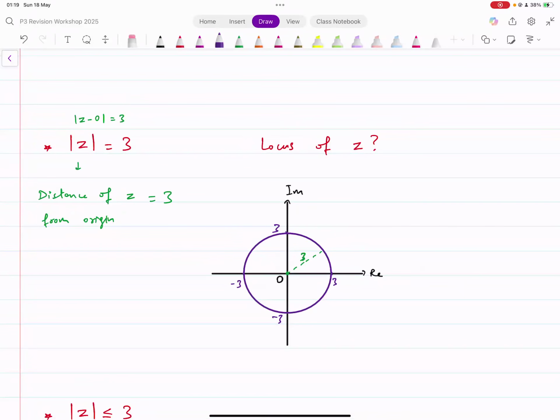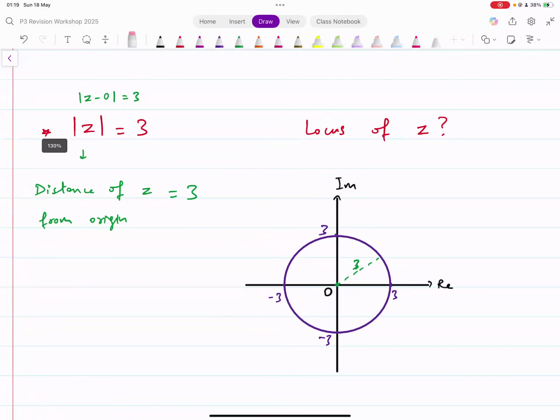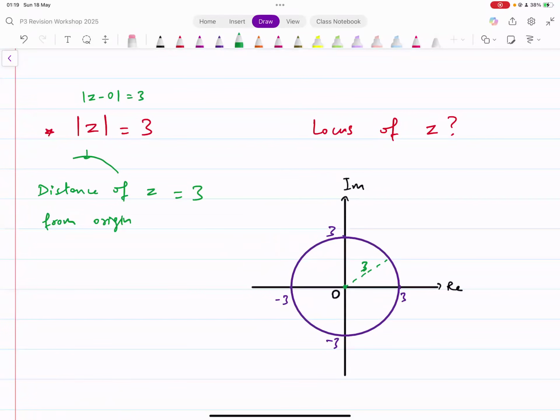Okay, now how are loci related to complex numbers? Let's say you've got modulus of z equal to 3. What does that mean? Modulus of z, what does that represent? Modulus represents distance of z from origin. So if distance of z from origin is equal to 3, what we're saying is there's a point z, its distance from origin has to be equal to 3. Distance from a point is fixed. That's a circle. It will be a circle of radius 3 units and center at the point O.